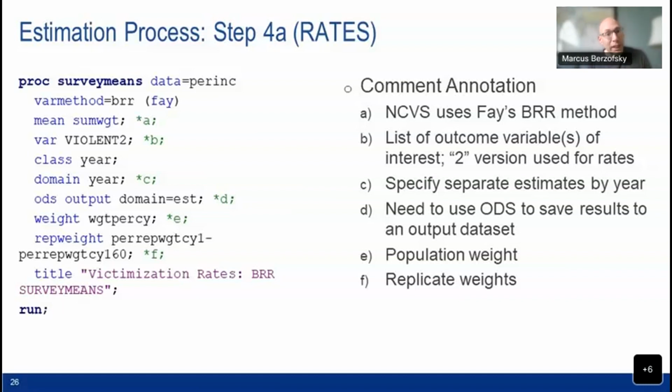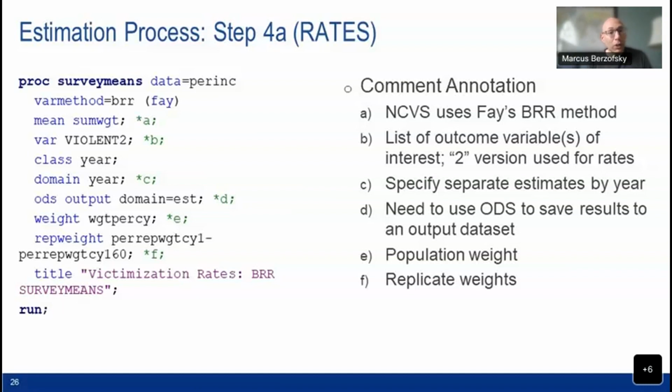To get an output data set, proc surveymeans doesn't automatically create one. You do need to use the Output Delivery System, ODS, to get that. So you need a line, ODS output, and then we create the data set. In this case, we call it est. There will be output that populates in your output window, but if you want an actual data set to use later, you need that ODS statement.